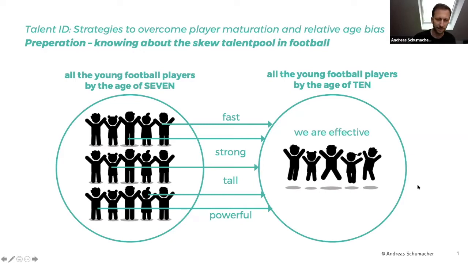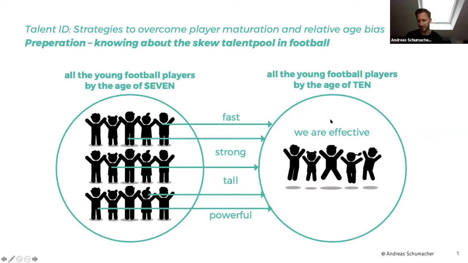So hi guys again, thank you Rick. Very interesting insight into your work at AZ Alkmaar. I would like to start with the first slide I just prepared for you. When we start scouting under 10 or under 11 years old, we already know that there is a school talent pool in football, because on the left-hand side, you see maybe all the young football players by the age of 7. Looking 3 years later, all the young football players by the age of 10 might be the fastest, the strongest, the tallest, and the most powerful ones, or maybe the most skillful ones.